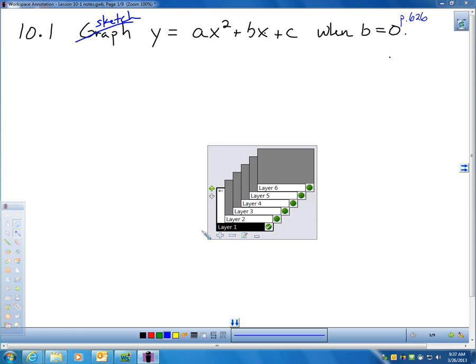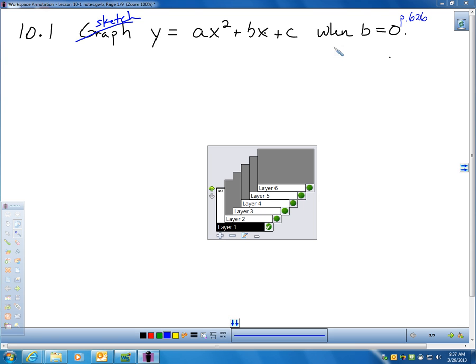I wrote a little bit of a different title here than they did in the book, and I'm going to go through why I did that in just a second. The title in the book is Graphing y equals ax squared plus c. What I'd rather call this is, we're not going to graph, we're going to sketch y equals ax squared plus bx plus c when b equals 0.